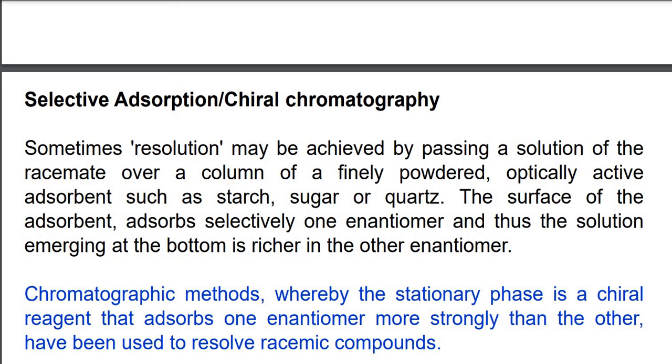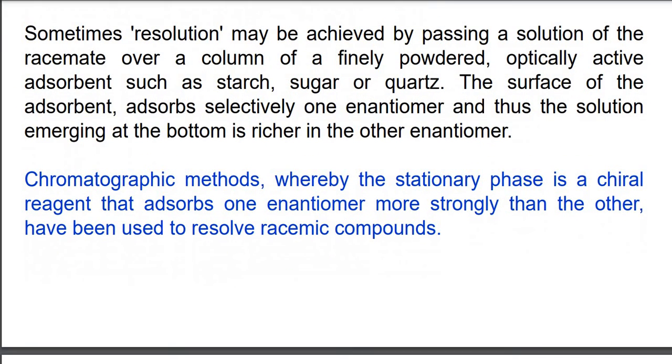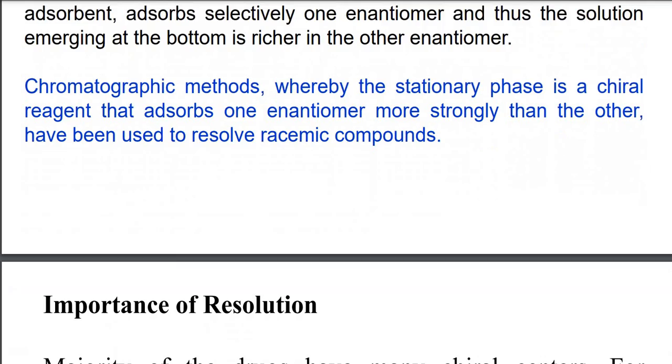Some resolution may be achieved by passing a solution of the racemic mixture over a column of finely powdered optically active substance such as starch, sugar, or quartz, and the surface of the adsorbent adsorbs selectively one enantiomer, and thus the solution emerging at the bottom is richer in the other enantiomer. So chromatographic methods, whereby the stationary phase is a chiral reagent that adsorbs one enantiomer more strongly than the other, have been used to resolve the racemic mixture.